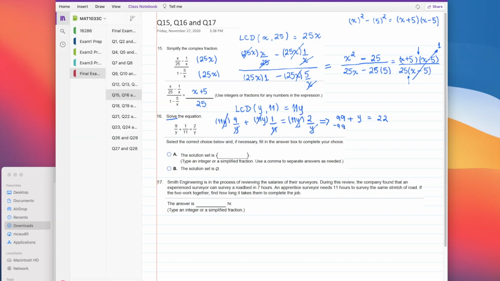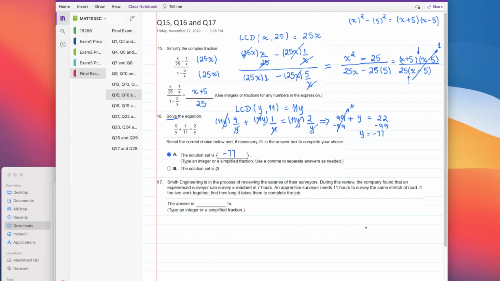Now I solve for y by adding negative 99 on both sides. Here, the opposite, this term is gone. Now my y is negative 77. So when y is negative 77, and I replace here and add those two fractions, negative 9 over 77 plus 1 over 11, you'll get 2 over 77. If I check, I would get this answer. The solution set is negative 77.